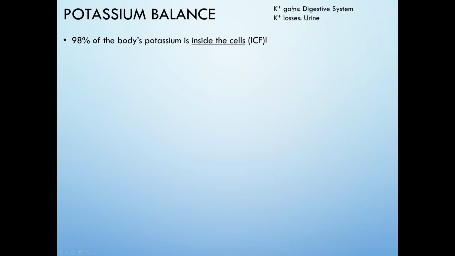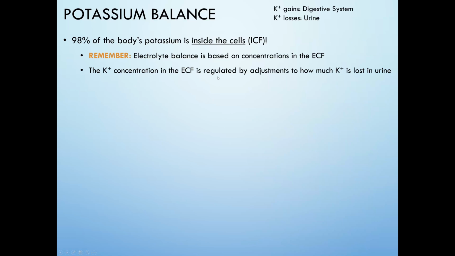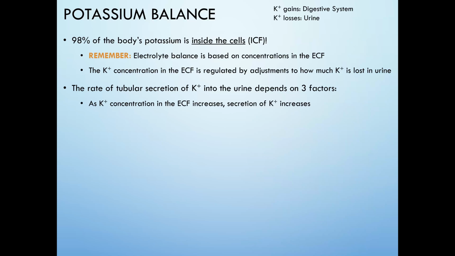So the potassium concentration in the ECF, even though it only represents 2% of the body's total potassium, that is the concentration that is regulated, and it's regulated by making adjustments to how much potassium is lost in the urine. So the rate of tubular secretion of potassium into the urine depends on 3 factors. First, as the potassium concentration of the ECF increases, the secretion of potassium increases, so you would end up with more potassium in the urine.